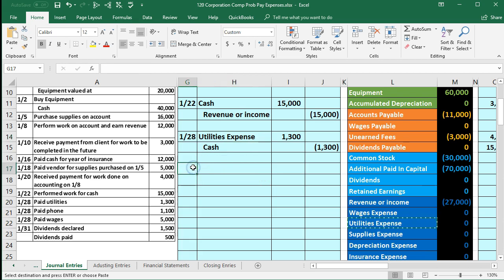So I'm going to go to the next one now. I'm going to skip line 128, similar transaction for the phone bill. Note also we could record these all in one journal entry. I think it's easier to break them out.